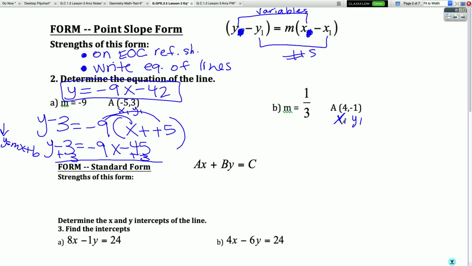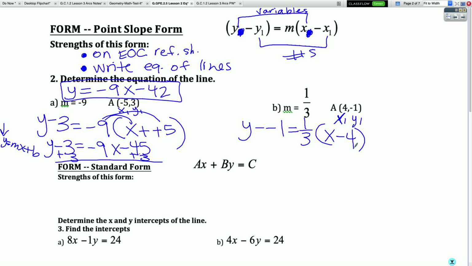Y minus 1. Good catch. So y minus a negative 1 equals 1/3 times what would be in my parentheses here? Darius? What would be in the parentheses there? That'd be 4 minus 4. I mean, x minus 4. Very good. X minus 4. Are we okay with that?